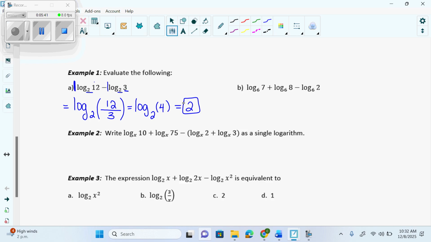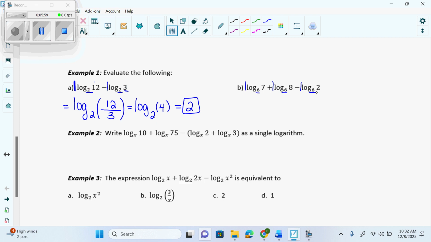All right? So plus 1 in front goes in the numerator, minus 1 in front goes in the denominator, and they have to have the same base. So this has a plus 1 in front, base 6. This has a plus 1 in front, base 6. This has a minus 1 in front, base 6.